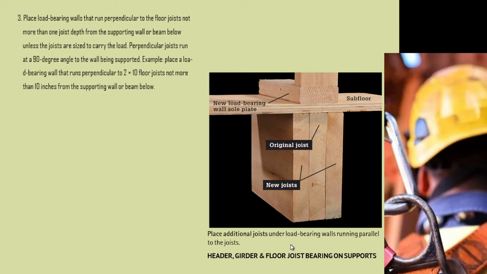We place additional joists under load bearing walls running parallel to the joist. Also, again and again, this is applicable on bridges. Small bridges, particularly bridges that connect along the coastal area. Or piers, pier platforms in the pier area, for loading and unloading people and cargoes in small boats and ships. So these are new joists placing additional support running parallel with the original one.